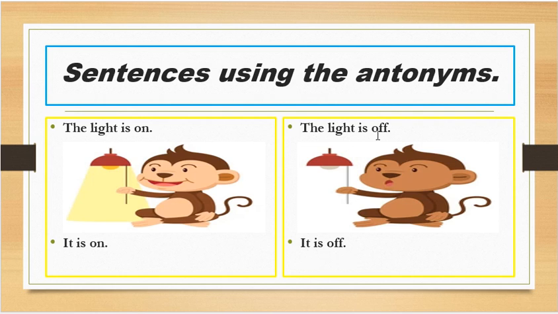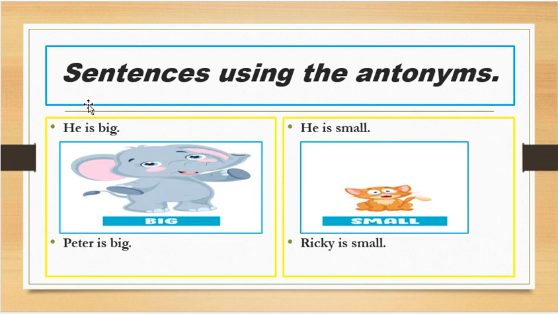So it is off. Here the light is off. Here the light is on. We can change into it is on. So the it here talks about things. Don't forget, it talks about things because it can be used for animals, things, sports. You can change into it, not the boy, not the girl. For the girl we have she, and for the boy we have he. Don't forget.